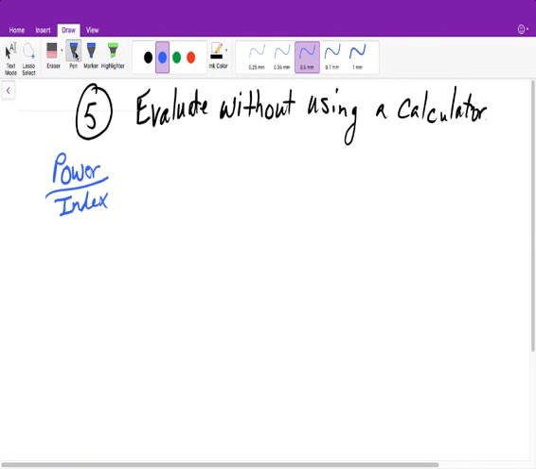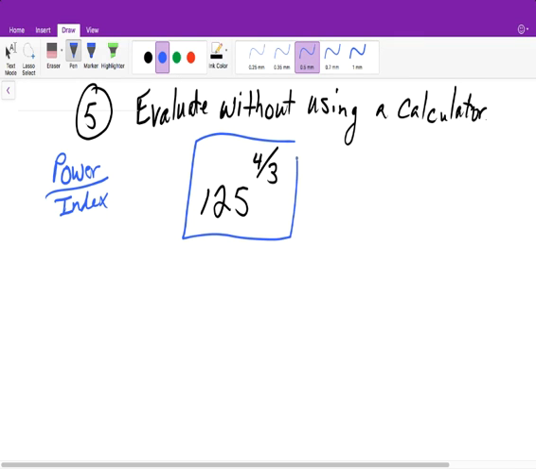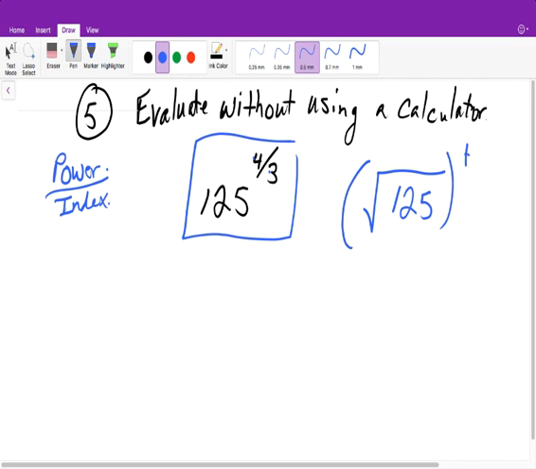All right, now the next question said 125 raised to the 4/3 power. Same thing. We're going to rewrite this as a radical. So I'm going to first rewrite my radical sign. Our base is a number that goes on the inside, so it's 125. Remember, it's power over index, so this is being raised to the 4th power. And our index, or the root that we're taking, is 3.